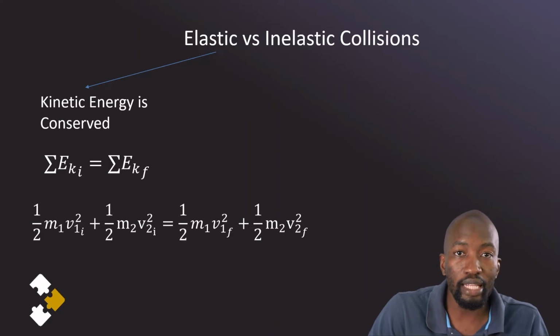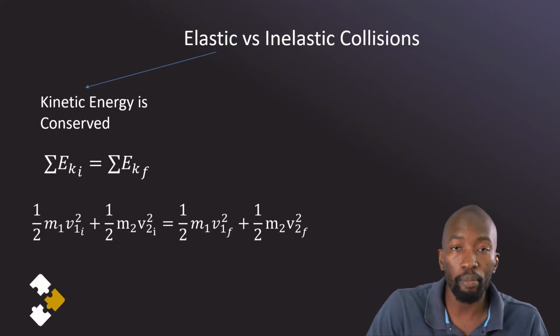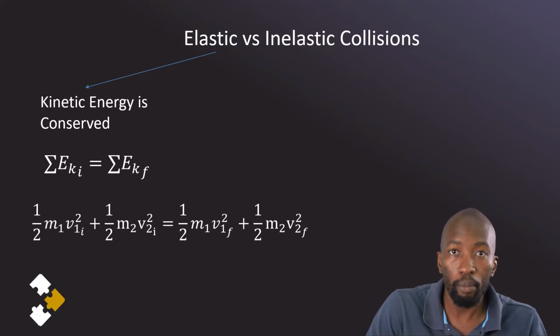Now we can just add the kinetic energy of the first object plus the second object before the collision, plus the kinetic energy of the first object plus the second object after the collision. Those must be equal to each other.